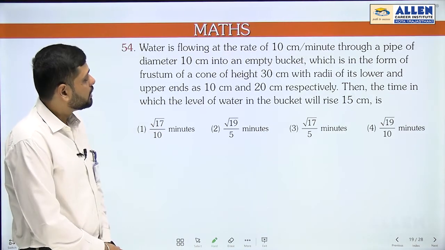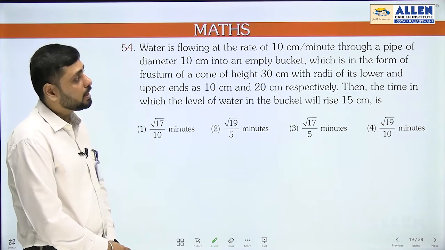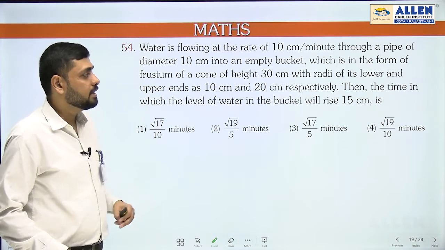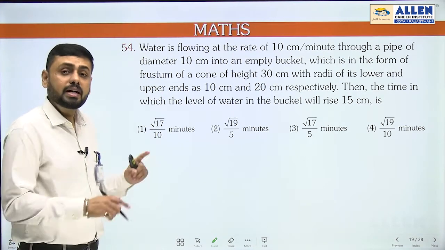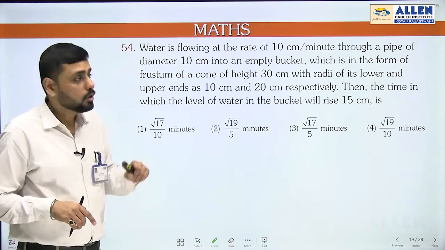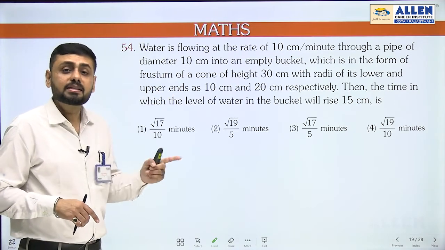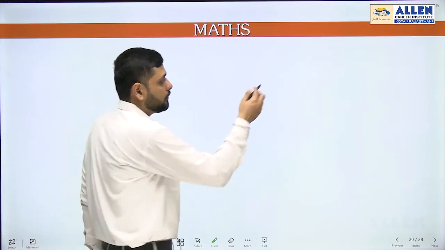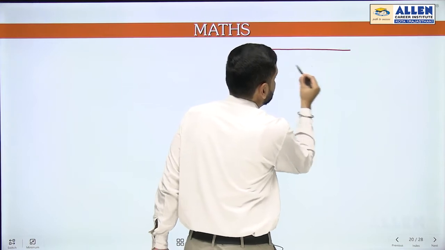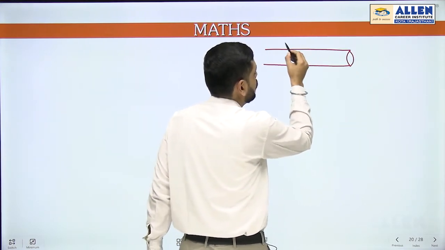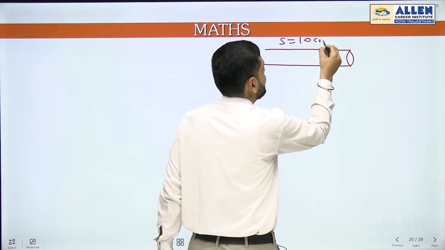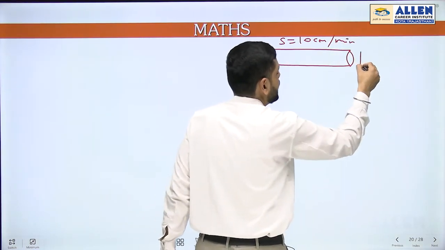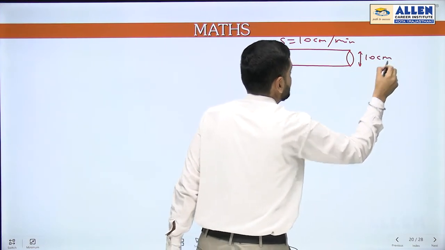Next question is water is flowing at the rate of 10 centimeter per minute through a pipe of diameter 10 centimeter into an empty bucket, right? So here it is given that water is flowing through a cylindrical pipe whose diameter is given. It means it is a cylindrical pipe and speed is 10 centimeter per minute. So first we'll make the figure here. So here it's a pipe. And water is flowing at the speed of 10 centimeter per minute. This is what is said and diameter of this pipe is given as 10 centimeter, right?